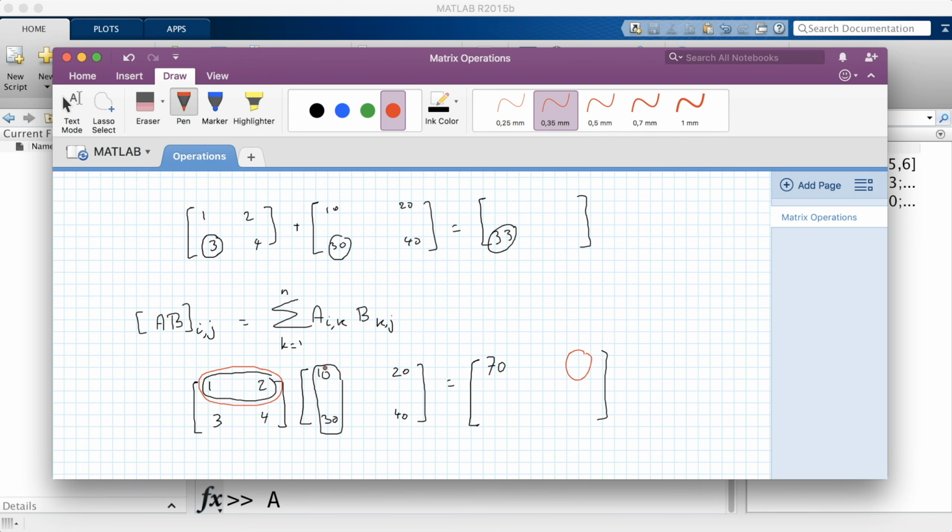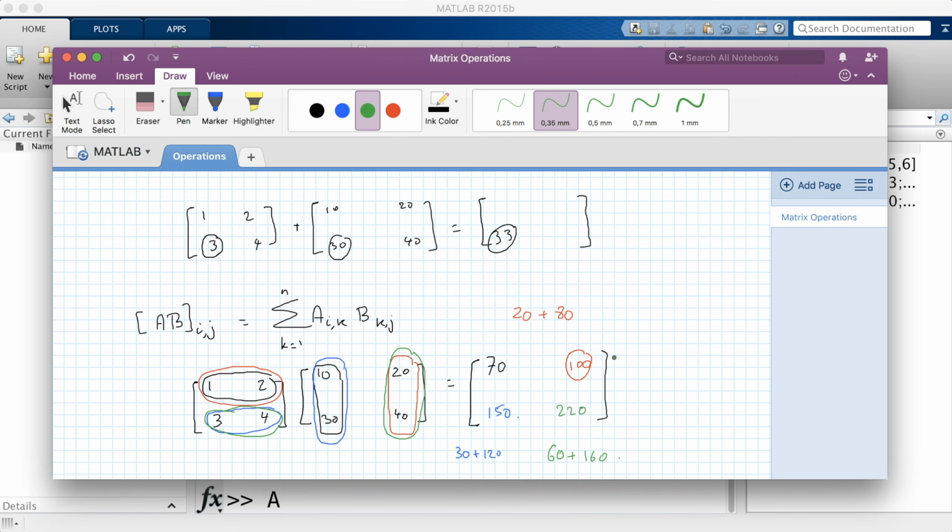So this time we're going to inner product 1, 2 with 20, 40. So 1 times 20 is 20, plus 2 times 40 is 80. That's 100. Same thing, now 3, 4 with 10, 30. That is 3 times 10, that's 30, plus 4 times 30 is 120. Last but not least, we'll grab 3, 4 and inner product it with 20, 40. That's 3 times 20 plus 4 times 40, which is 60 plus 160, which is 220.